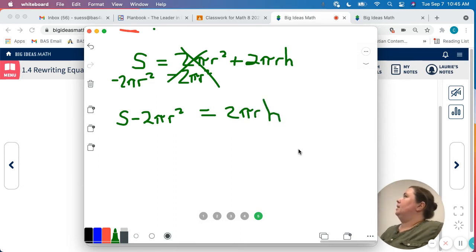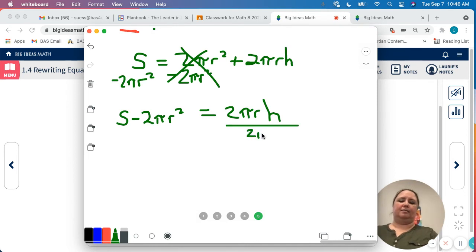Okay? All right, so now I need to get h by itself. So this is all next to each other. So what kind of math does this mean? It means multiplication. So we're going to divide by 2 pi r.